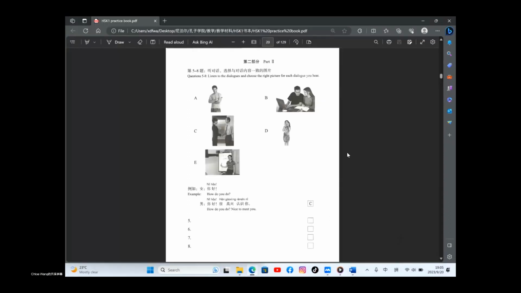Part 2. Questions 5 to 8. Listen to the dialogues and choose the right picture for each dialogue you hear. Example: 你好, How do you do? 你好，很高兴认识你. How do you do? Nice to meet you.